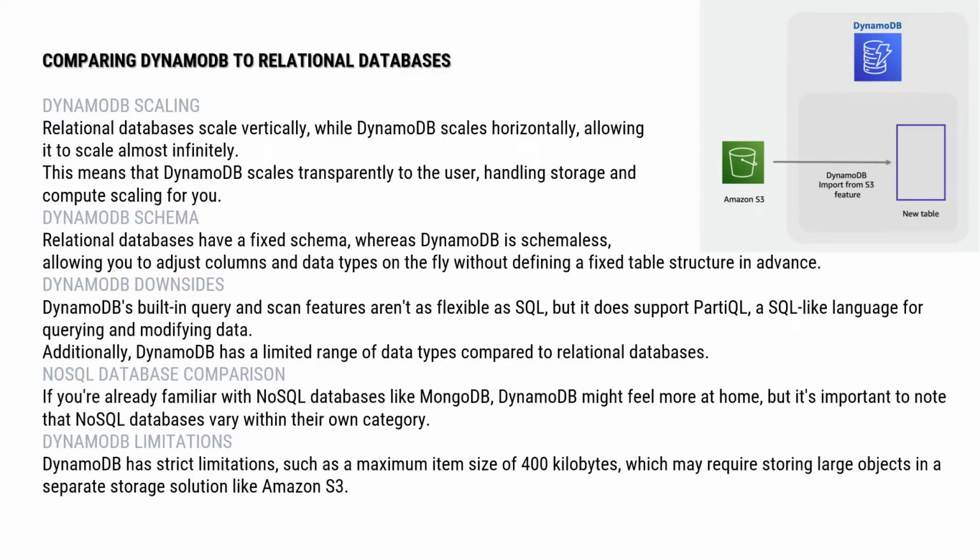So let's dive into the key differences between DynamoDB and relational databases. Relational databases scale vertically while DynamoDB scales horizontally, allowing it to scale almost infinitely. This means that DynamoDB scales transparently to the user, handling storage and compute scaling for you. Relational databases have a fixed schema, whereas DynamoDB is schemaless, allowing you to adjust columns and data types on the fly without defining a fixed table structure in advance.